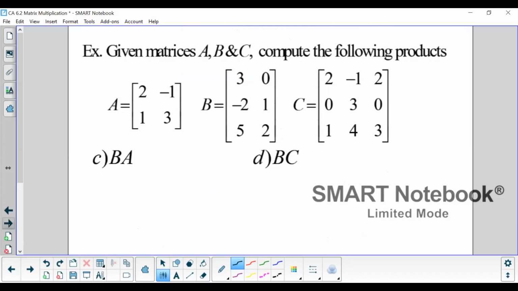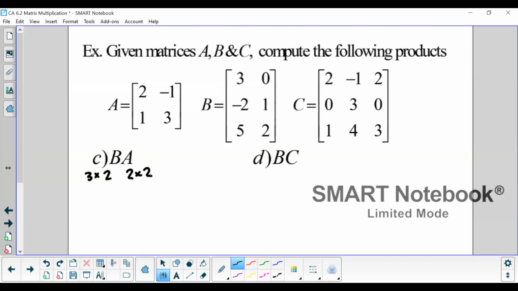Okay, here's one. Before you even try either of these, I want you to do the trick with the dimensions, where you're comparing, setting them up. So this is what I want you to do for both of them before we even do math. I want you to write the dimensions underneath. So B is 3 by 2, and A is 2 by 2.